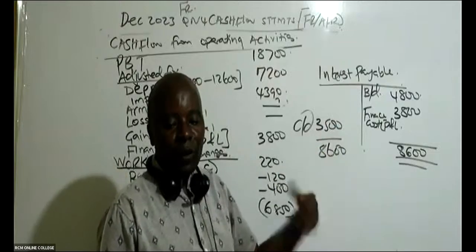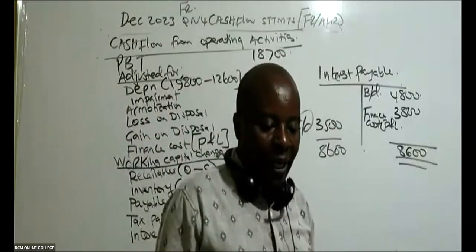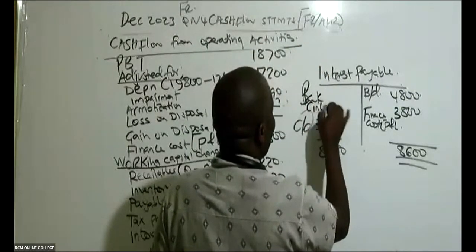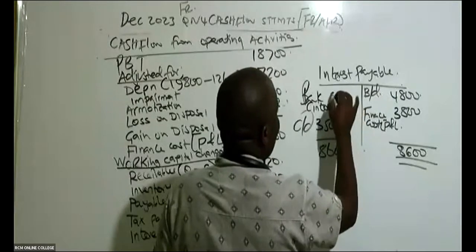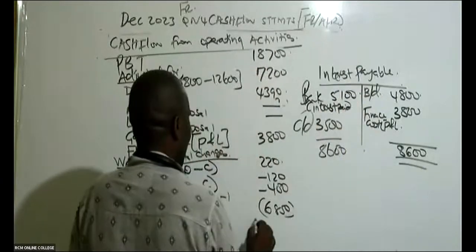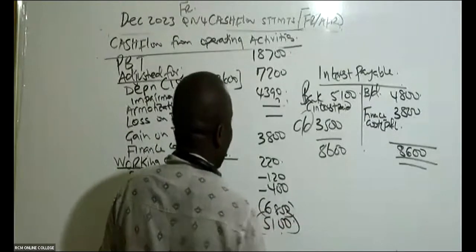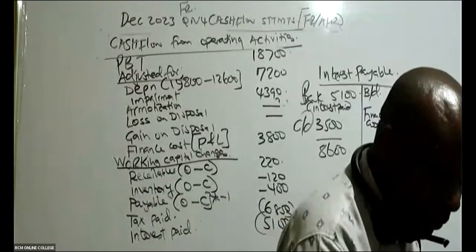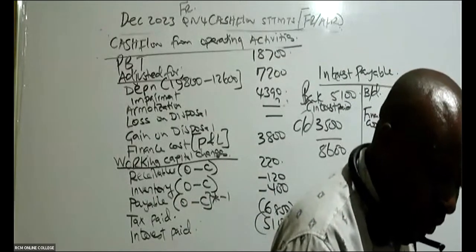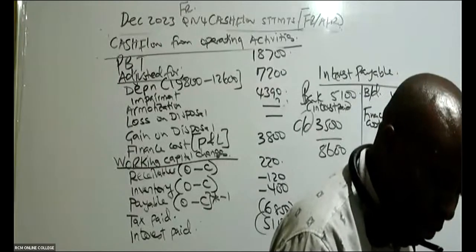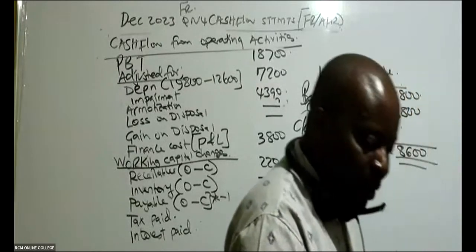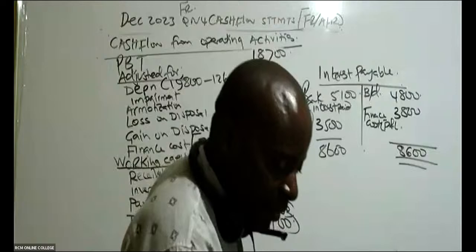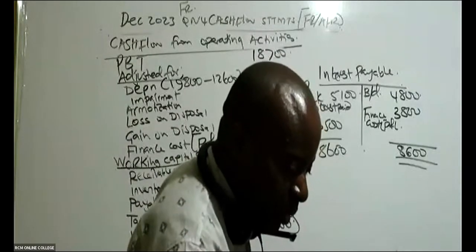So what does that mean? That we paid something. So in this case here, bank with interest paid. Somebody is telling me it's 5,100. So interest paid is 5,100, like that. All right. So do we have everything really there? Yeah, I think so.